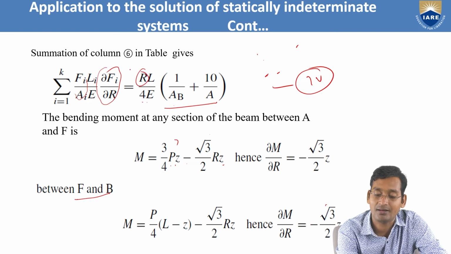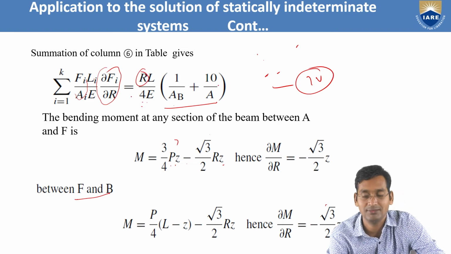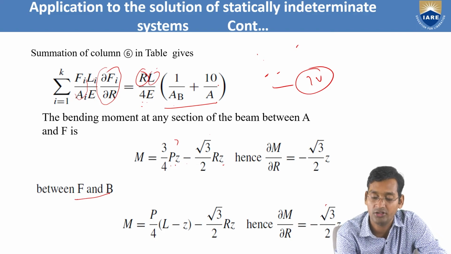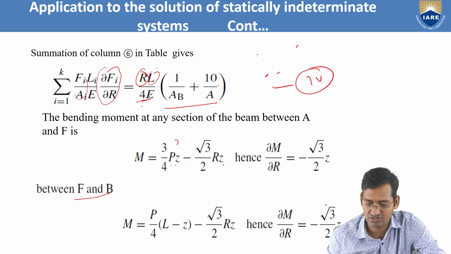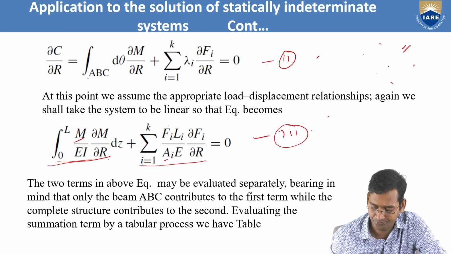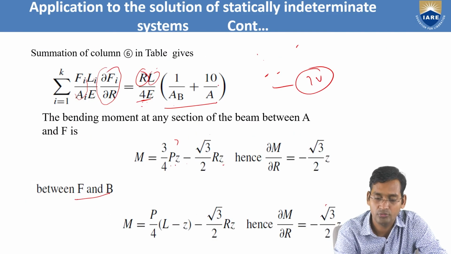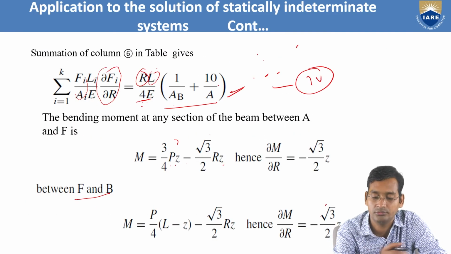What is that? R. After taking R common, L by 2 was given. That length 1 by LE, that PL upon E. So L we are taking constant, not multiplied with each term. So now here L by 2E putting, and after adding and multiplying by L by 2 with this term, you will get this one. So first part we solved.